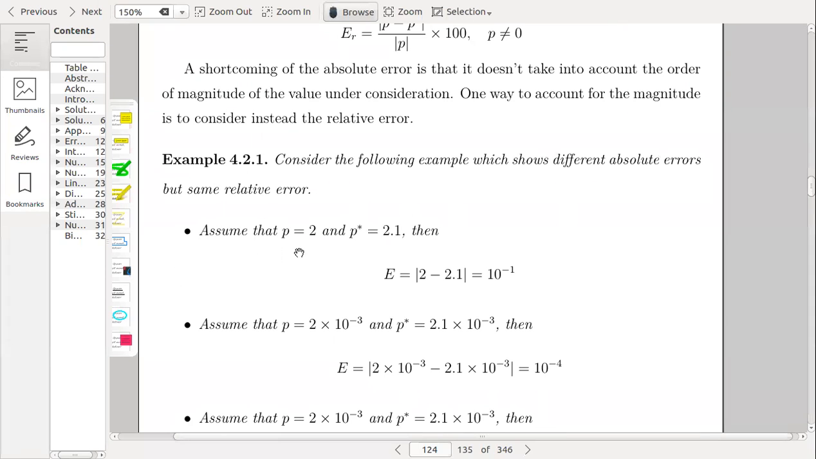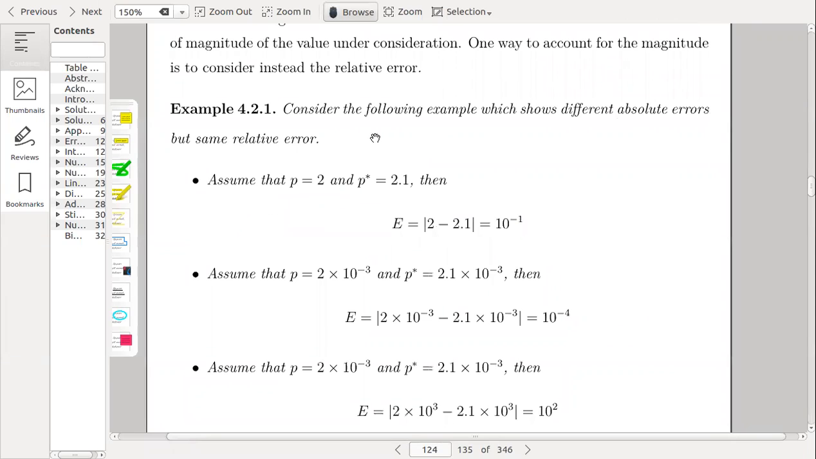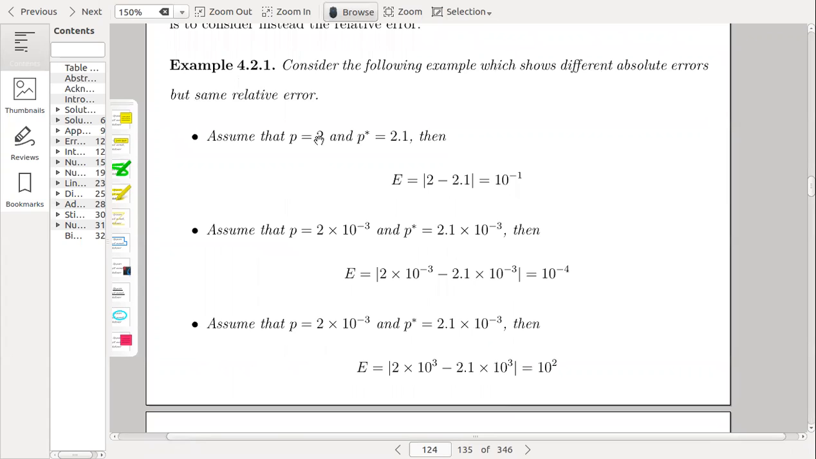So the next example: consider the following example, which shows different absolute errors but the same relative error. Assume that P is the true value and P star is the approximated value, and the difference is 10 power minus 1. And next we can take the same value but multiplied by 10 power minus 3, and the difference is less than the previous one, because here it is 10 power minus 4 compared to 10 power minus 1.